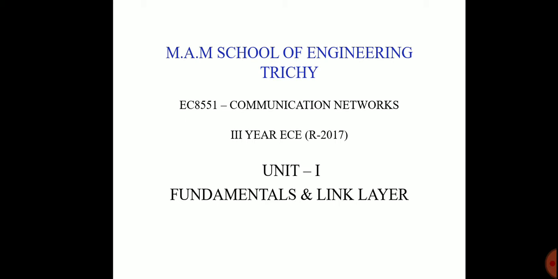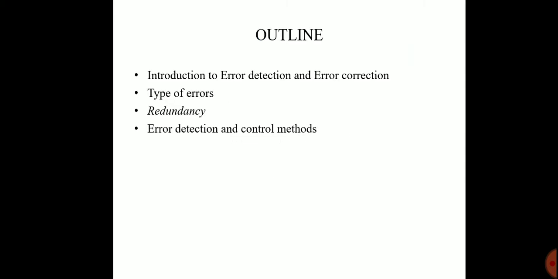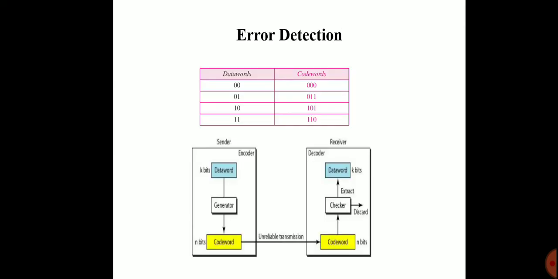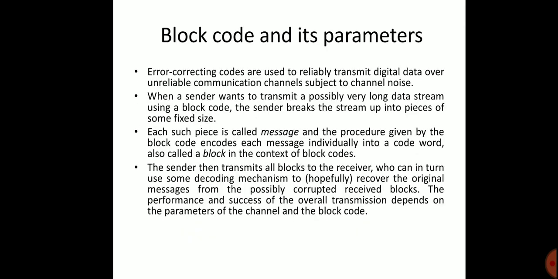In this lecture, EC 8551 Communication Networks, Unit 1 Fundamentals and Link Layers. In the previous lecture, we discussed the different error detection and correction methods. In the error detection and correction control method, a number of codes are used to detect and control the errors. In the previous sessions we discussed the linear block code and convolutional code. Now, in this lecture, we are going to discuss the topic cyclic code.